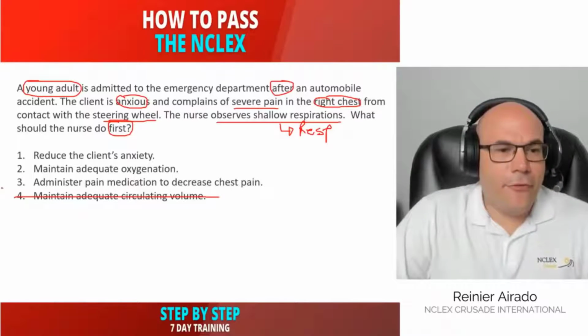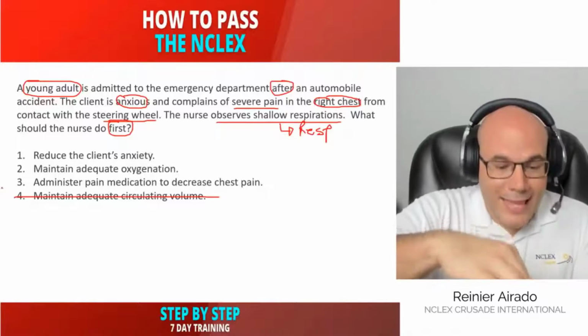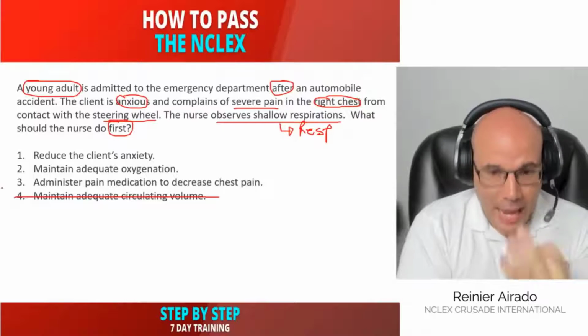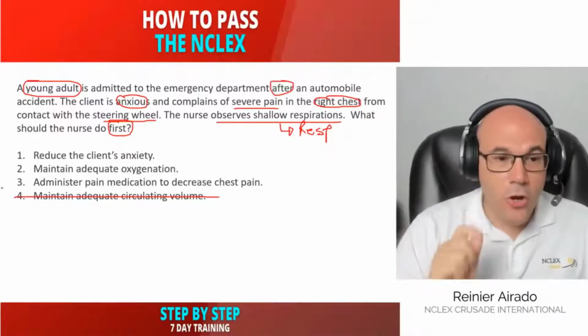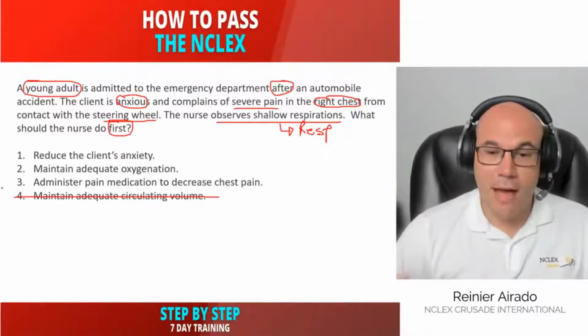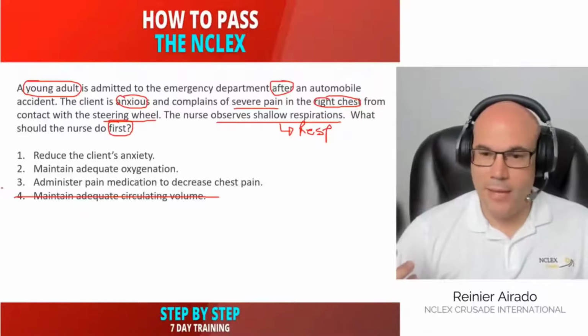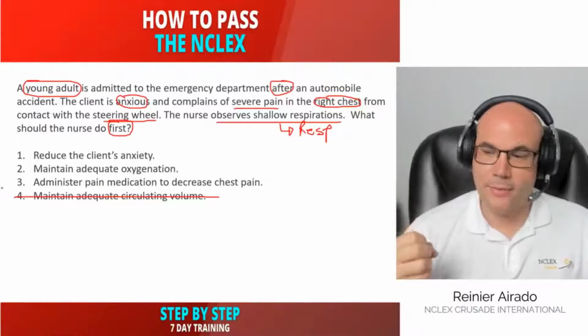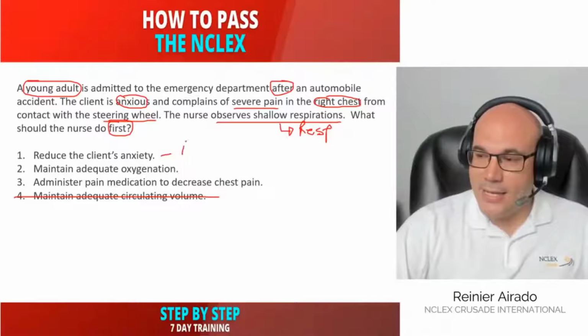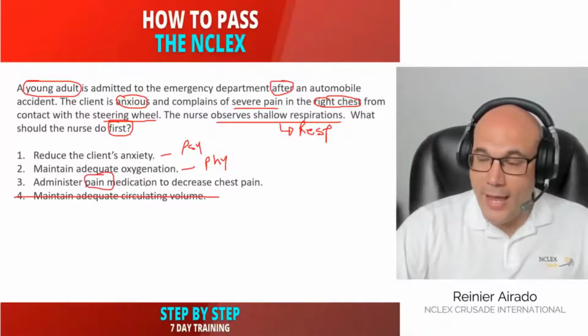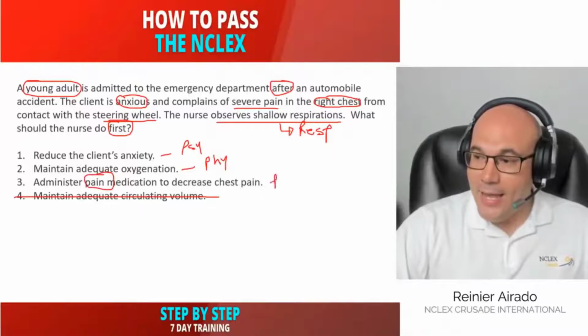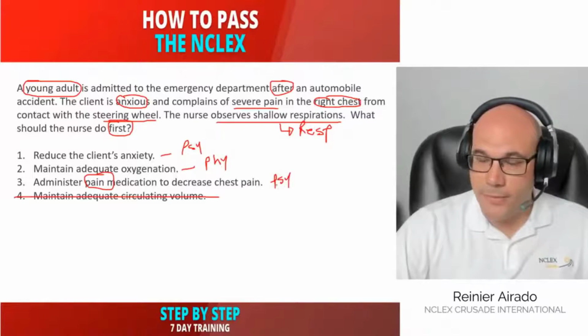So what is the first action here? When the 3 problems are accurate to the scenario, if you don't use a prioritization strategy, then you won't be able to know what the correct answer is. Reducing anxiety is psychosocial. Oxygenation is physiological. And you learned today that pain is psychosocial.